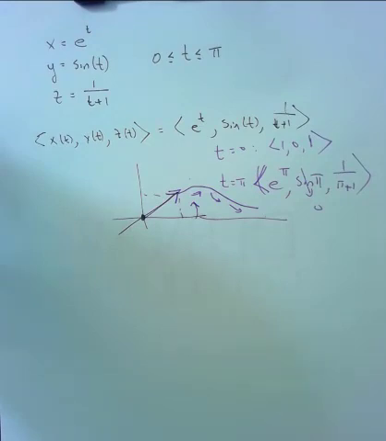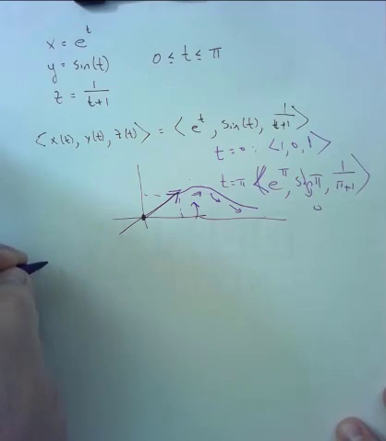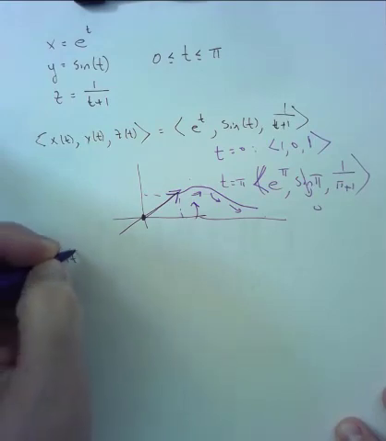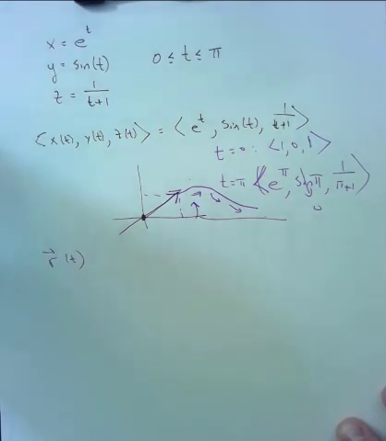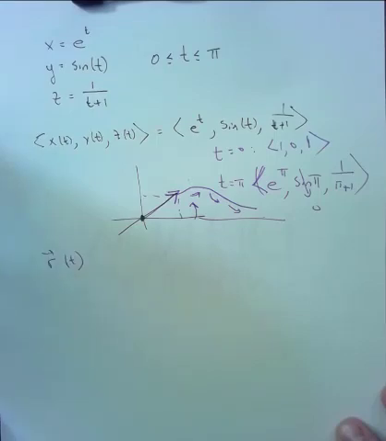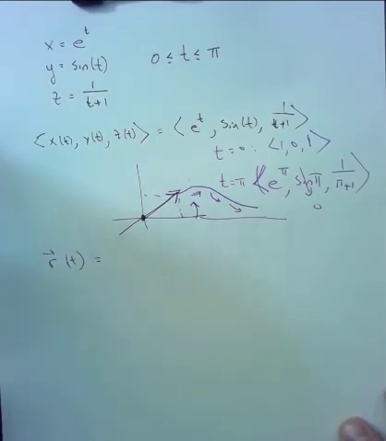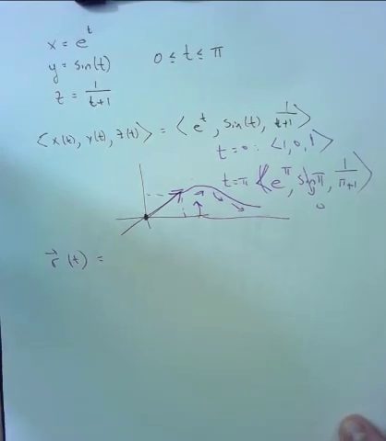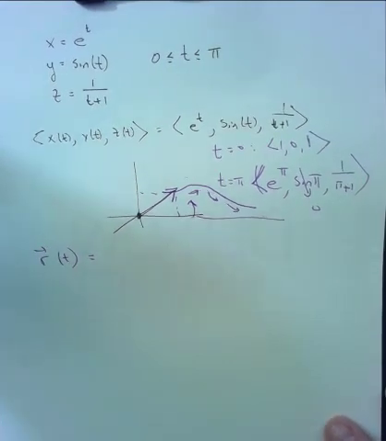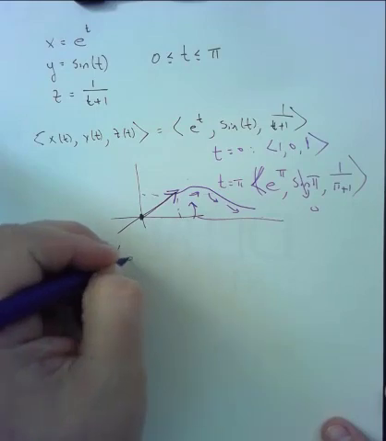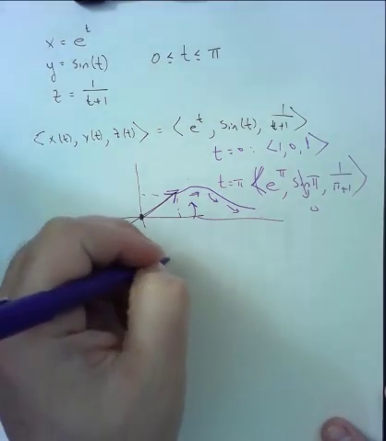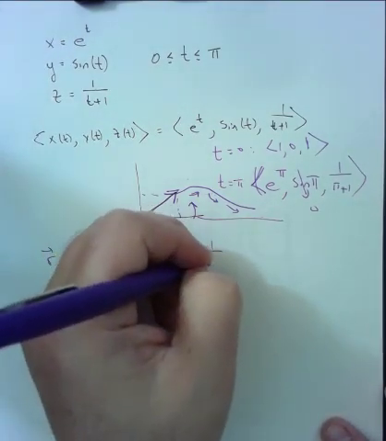So for example, let's say I gave this a name, because we like to name our functions. So we'll call it R. Let's save F for scalar functions. So R tends to be a typical letter to use for vector functions. e to the t, sine t, 1 over t plus 1.